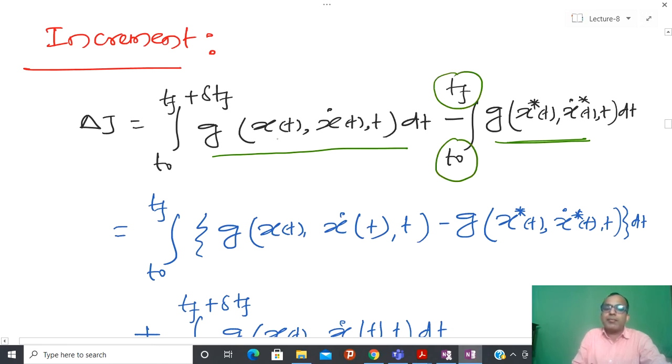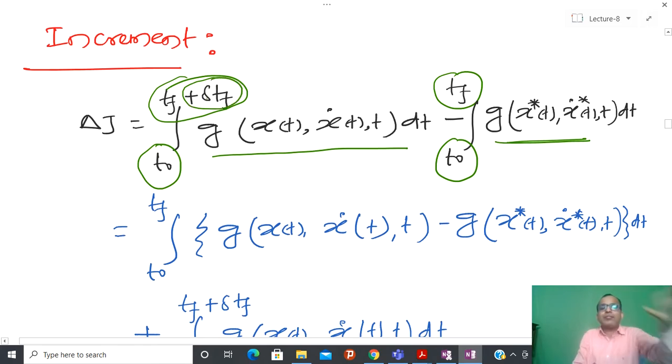But this neighboring trajectory exists from T0 to TF plus delta TF, because now TF is not fixed. So I have to consider the variation in the final time also. We have to consider the variation in the final state as well as the final time. In order to capture the variation of the final time, we have to do the integration from T0 to TF plus delta TF, and due to that reason this kind of term comes into the picture.